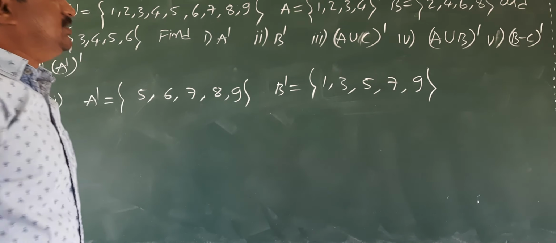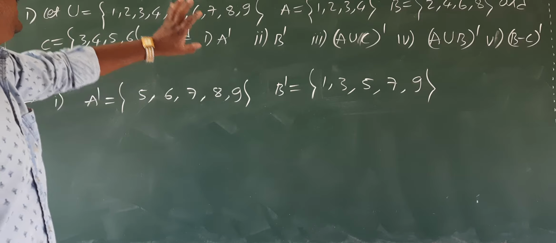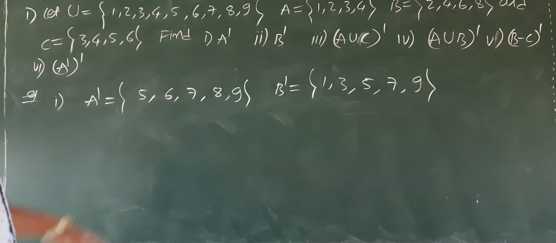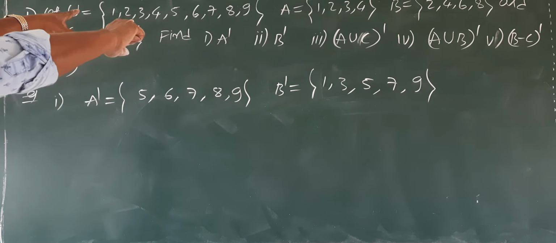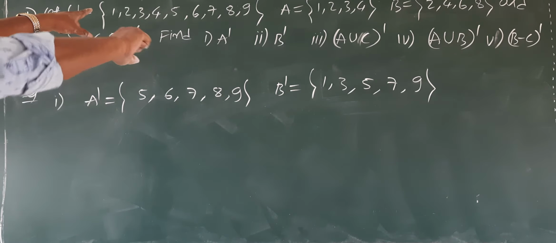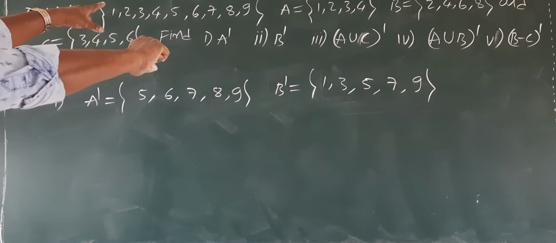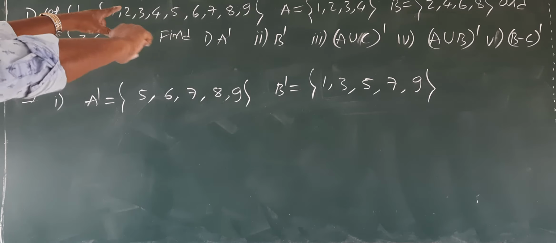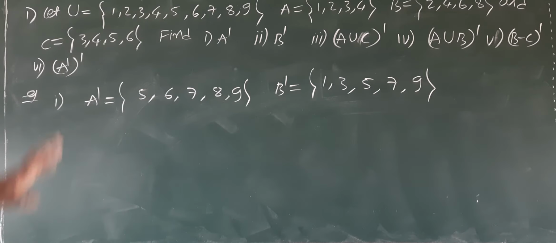B dash is except the elements of B. You collect remaining elements from U. So 1, not in B, write. 2, it is there, don't write. 3, not there, write. 4, it is there, don't write. 5, write. 6, don't write. 7, write. 8, don't write. 9, write. This is B dash.